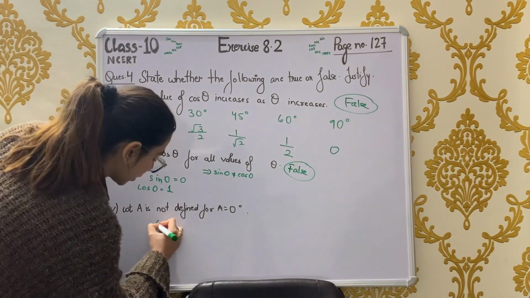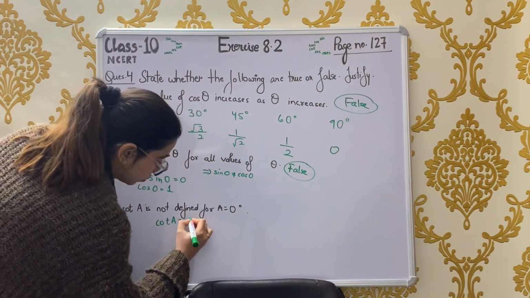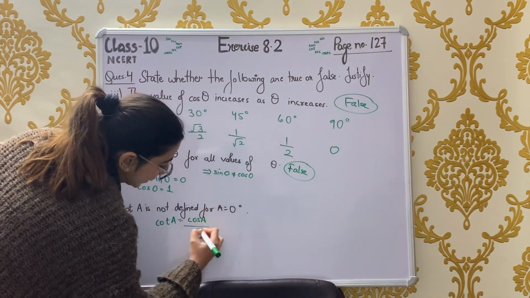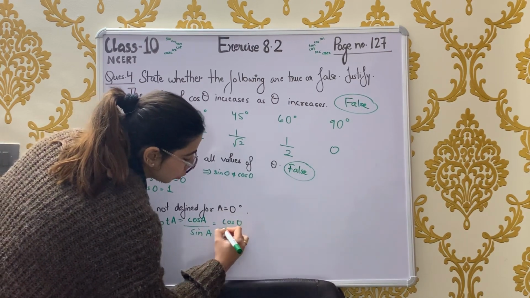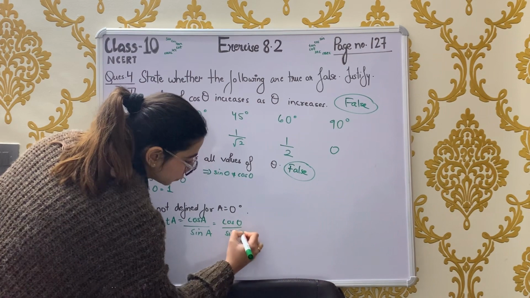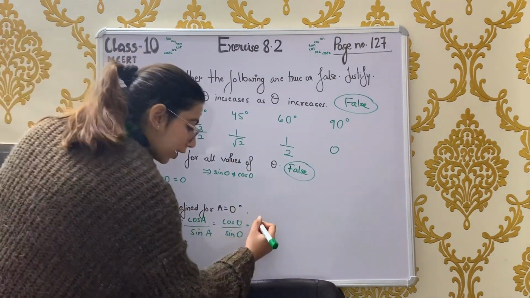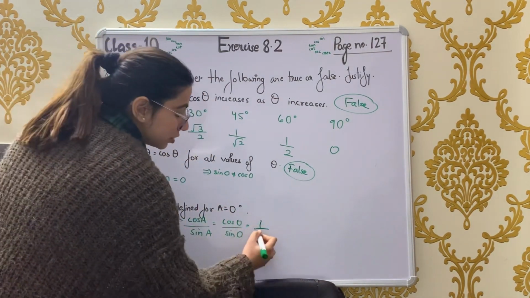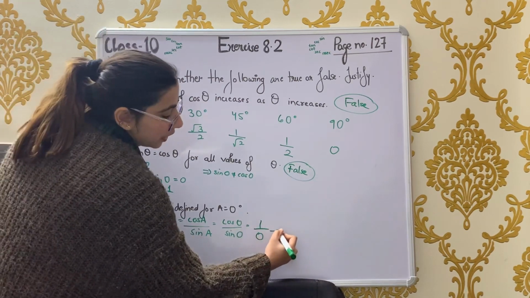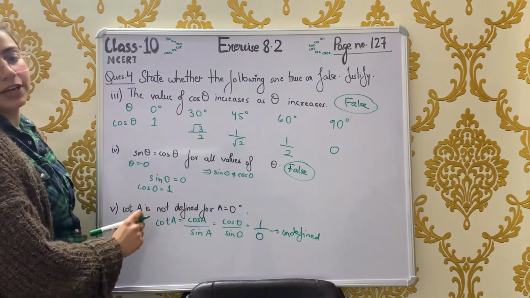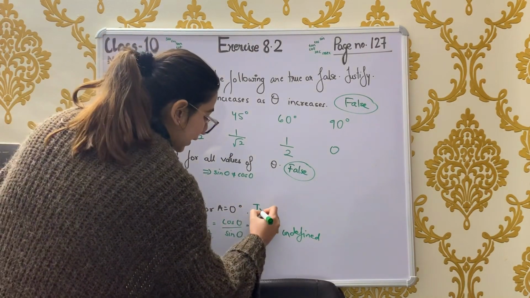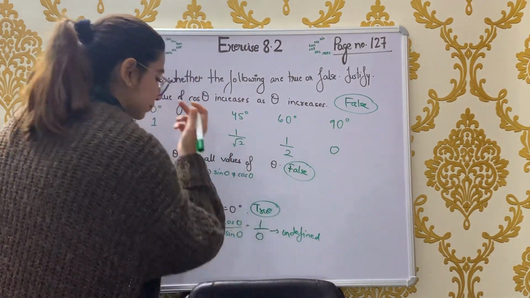Next, the fifth says cot A is not defined for A is equal to 0. Let's see that. We know cot A is equal to cos A by sin A, right? That is cos 0 by sin 0. Cos 0 is 1, whereas sin 0 is 0. So this becomes undefined. Cot A is not defined for A is equal to 0. That is, this is true.